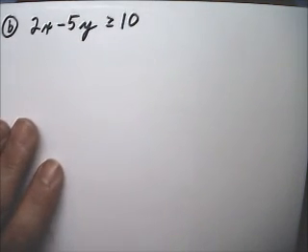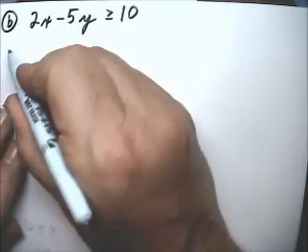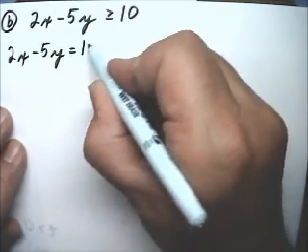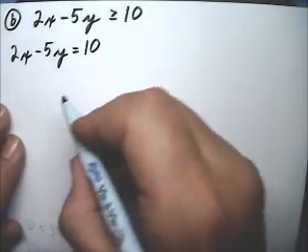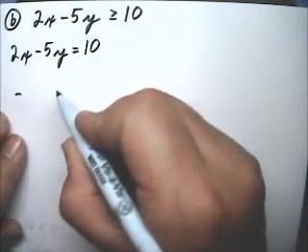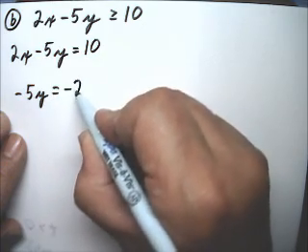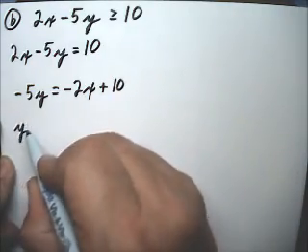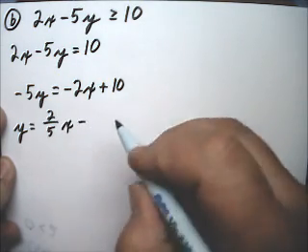Okay, B part is 2x minus 5y is greater than or equal to 10. And we're interested in the boundary line, 2x minus 5y equals 10. And to get this boundary line, I'll switch this around and get it into slope-intercept form. So minus 5y equals minus 2x plus 10, and y is equal to 2/5 x minus 2.